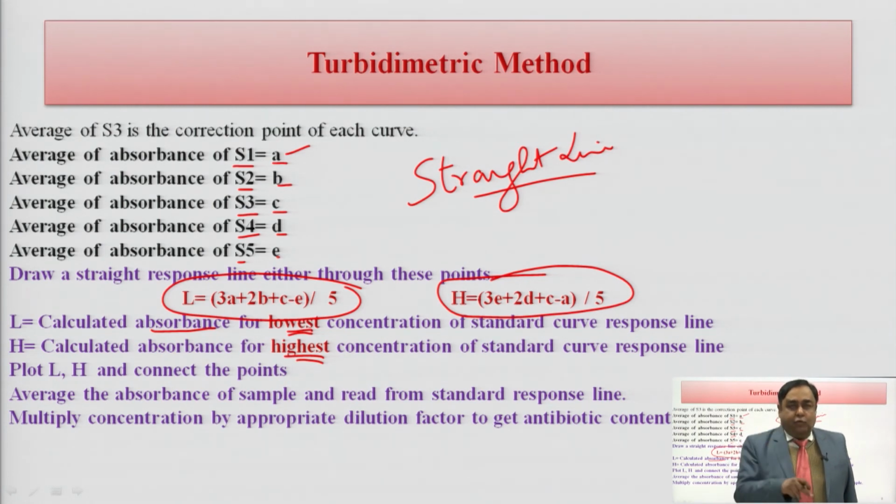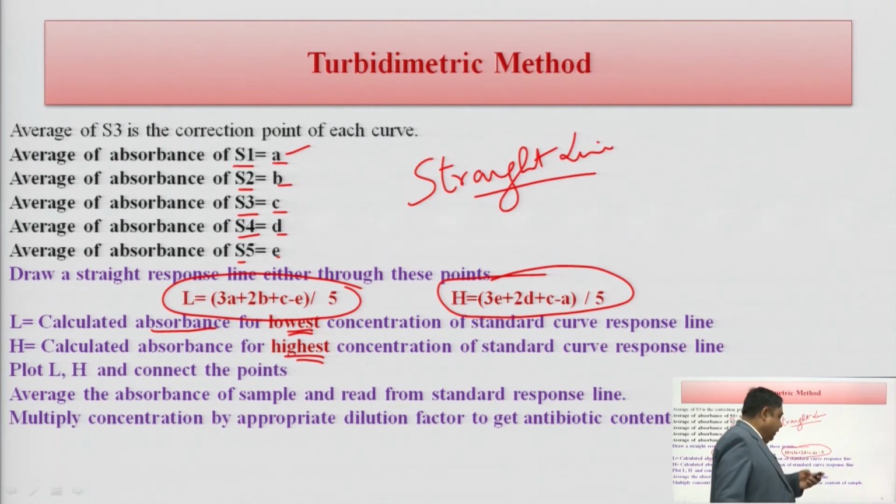And then you have to plot the standard response curve, and finally you multiply by the appropriate dilution factor to get the antibiotic concentration of the sample. So, you have to first plot a response curve, average the response of the sample and read from the standard response line whatever concentrations you are getting, multiply it by the dilution factor to get the actual concentration of the unknown sample.